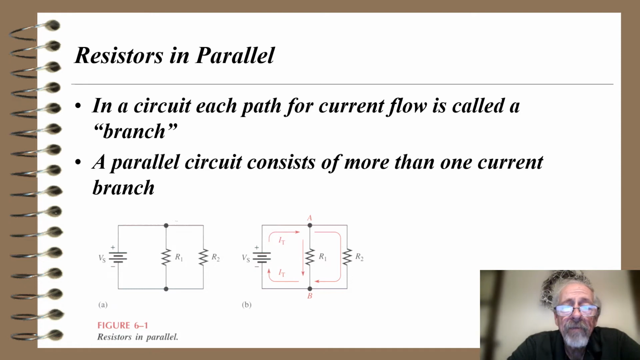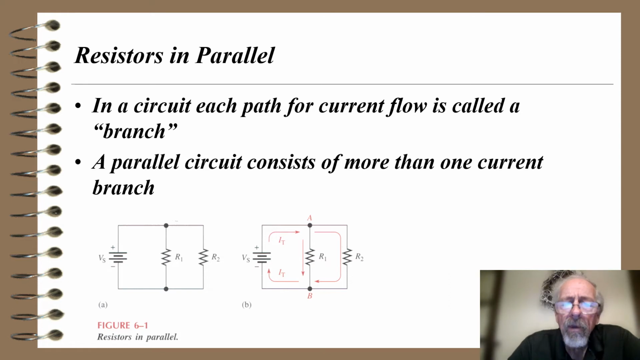In a circuit, each path for current flow is called a branch. So we see figure 6.1 there of resistors in parallel. So a parallel circuit consists of more than one current branch. So you see in part A that the source voltage has resistor R1 and R2, and both of those resistors are right across that source.